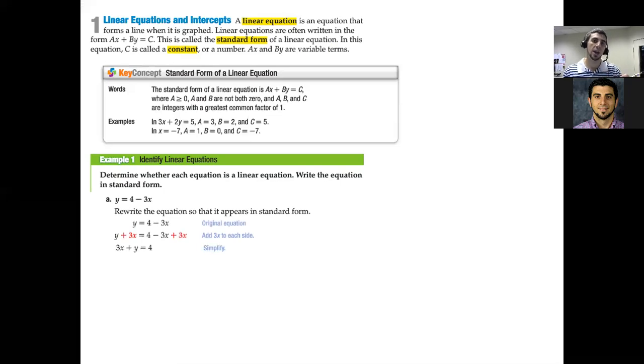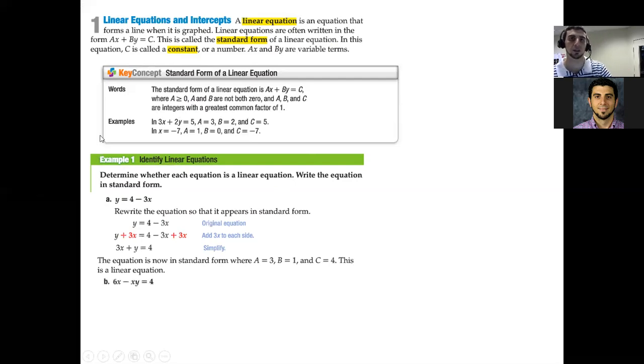Is it in the form ax plus by equals c? Yes. Is the a value greater than or equal to 0? Yes. Are a, b, and c integers with the greatest common factor of 1? Yes. In other words, if there's a greatest common factor of 1 between all three numbers, that means there's no number that could evenly divide into all three of them. So think of it like that. Okay? The equation is now in standard form, where a is 3, b is 1, c is 4, and this is a linear equation because it fits the standard form.